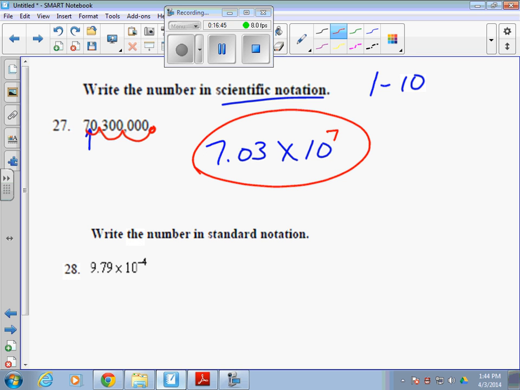When you go the other way, making standard notation, notice number 28 starts off with a negative exponent. So that means it's going to be a very small number. So you have 9.79. You're going to move it 4 times, it tells us, but we're going to make a small number. 1, 2, 3, 4. And we're going to fill in all of those spots. 0.000979.